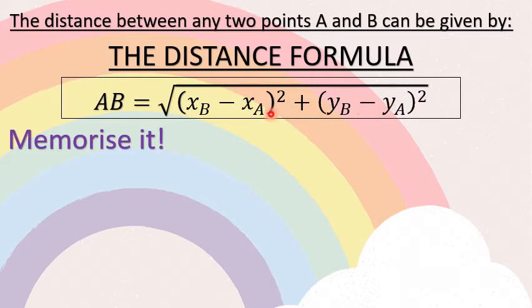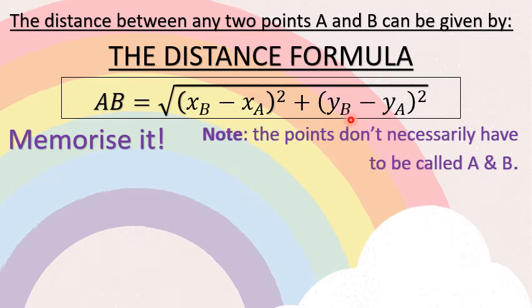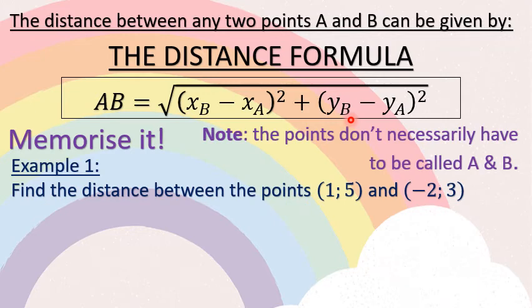Don't go and put the same coordinate, an x and a y, in brackets. It's the x's in brackets together and the y's in brackets together. Right, so you don't always get A and B. These letters can interchange, and we'll deal with that in example 2. But for now, example 1, you are required to find the distance between the points (1, 5) and (-2, 3). Now see how these points have no labels. They're not called A and B.